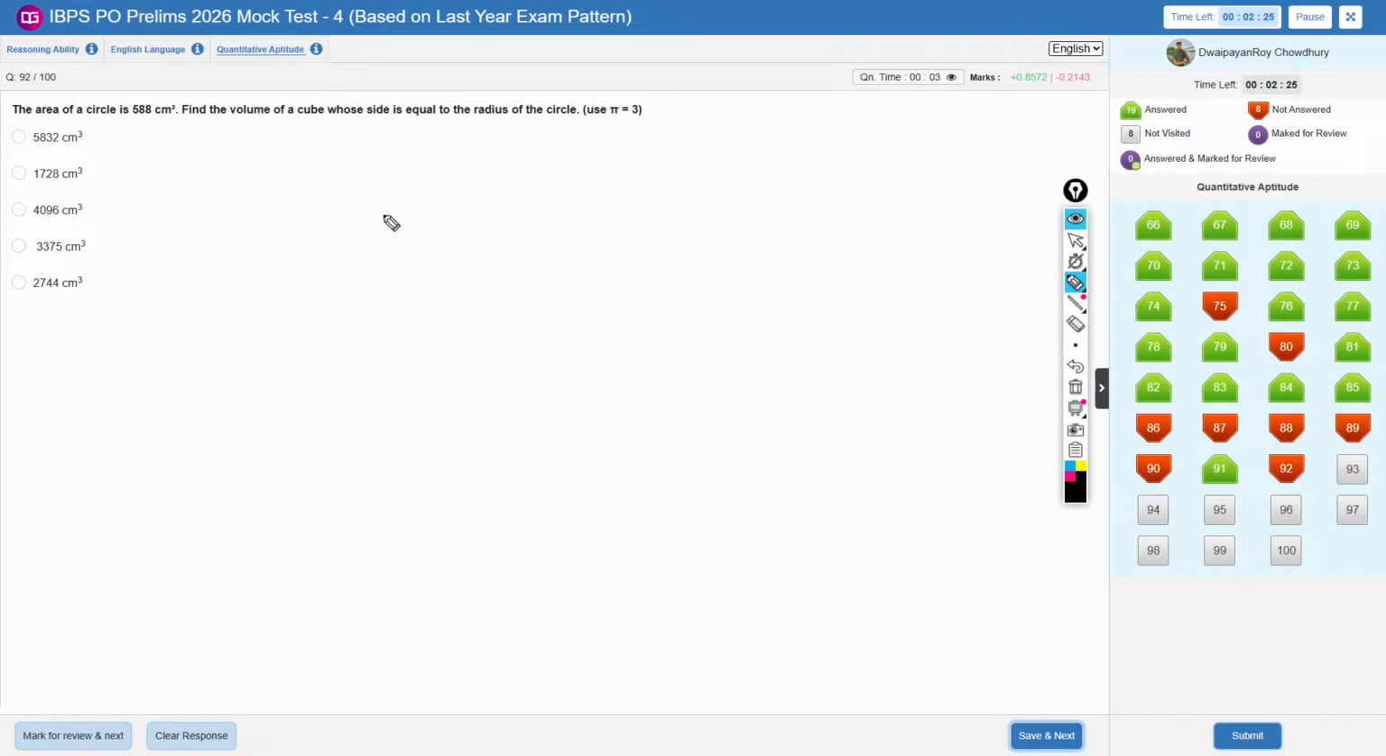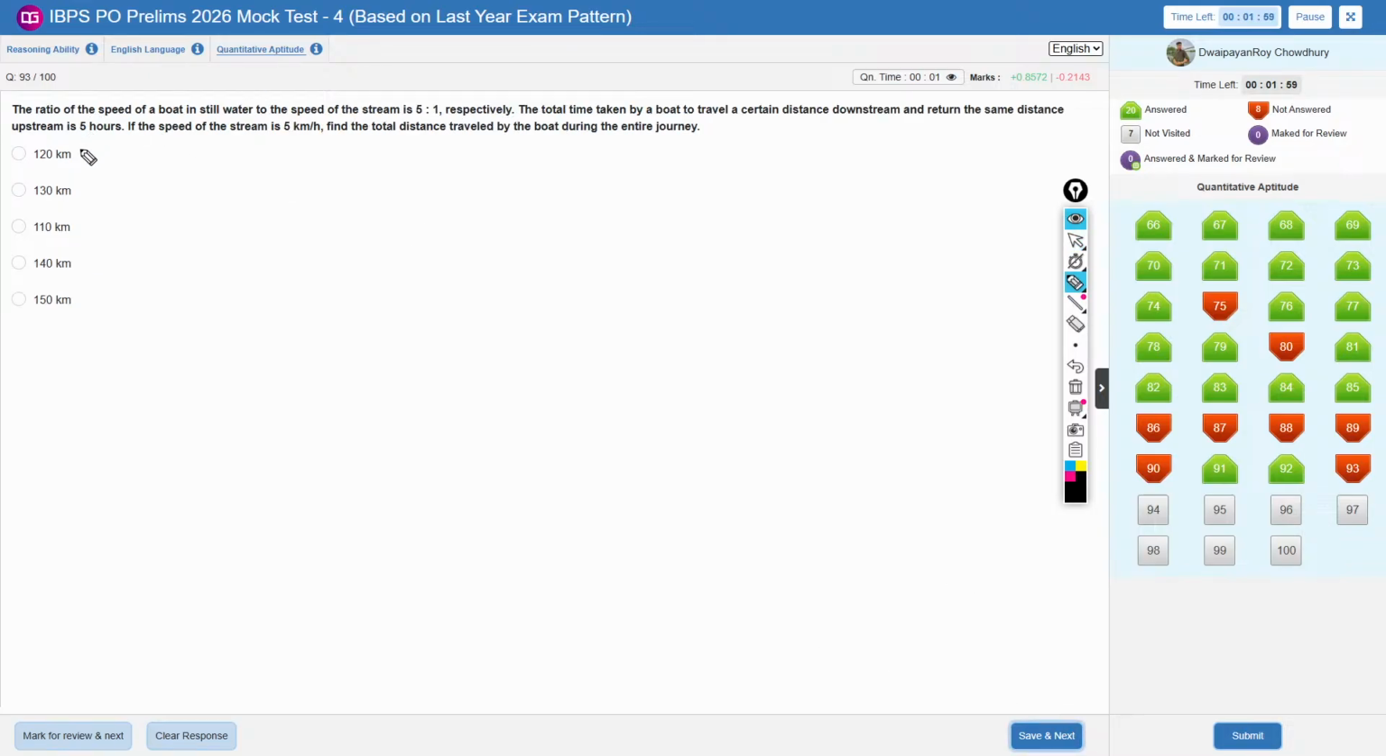Okay. Circle area. So pi r square 588, 1289 186. So r is 14. Find the cube whose side is equal to... so 14 cube is equal to 140, right? 15. No, just a second. This is for 15, and 14 must be less than that. So 27, yeah.